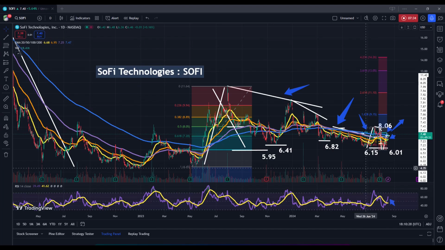So here's the current market analysis for SoFi Technologies Incorporated, stock ticker SOFI.